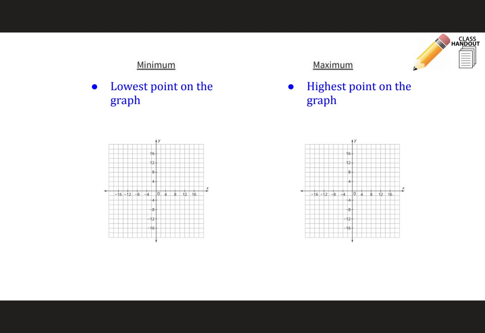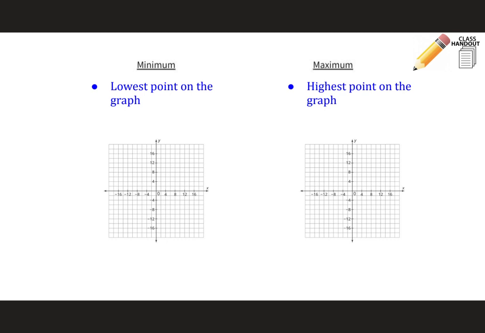Graphs can also have a minimum or a maximum. So in terms of the graphs that we've talked about, the only graphs in our function families that can have a minimum or maximum is going to be a quadratic function or a linear absolute value function. So a minimum is the lowest point on the graph and a maximum is the highest point on the graph.